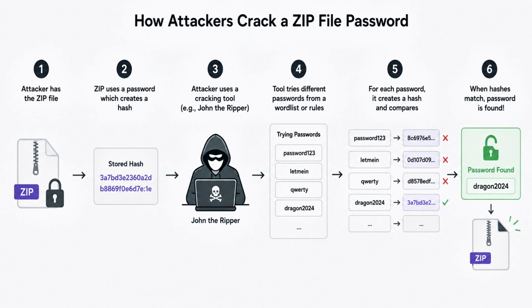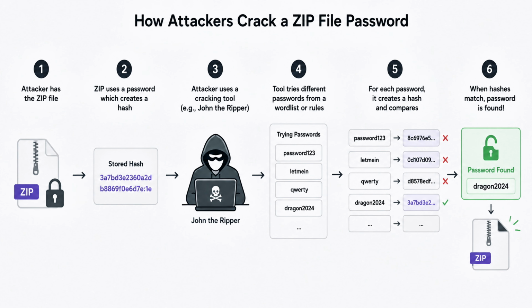If the generated hash does not match, then that's a wrong password. But if the generated hash matches the stored hash, then the correct password has been found. So instead of attacking the file directly, they are basically repeating this process of guessing, generating a hash, comparing the hashes, and repeating until it is found. Now, you understand what is happening behind the scenes, right? Now let's jump into the practical demonstration.